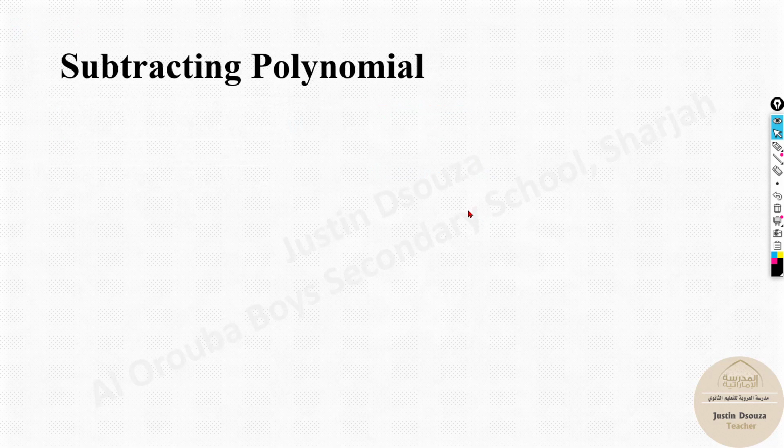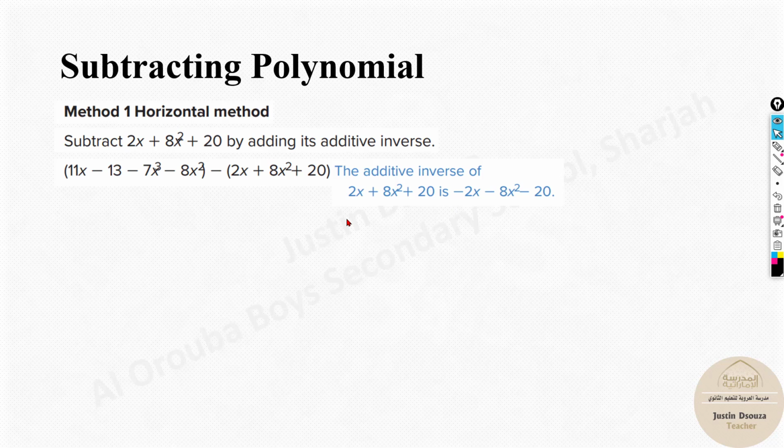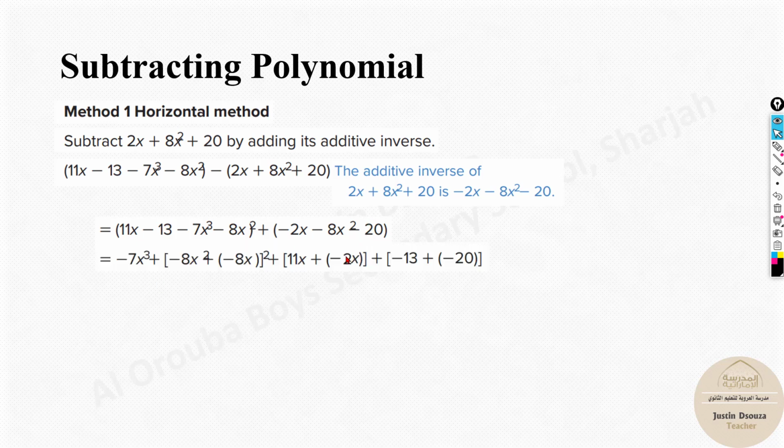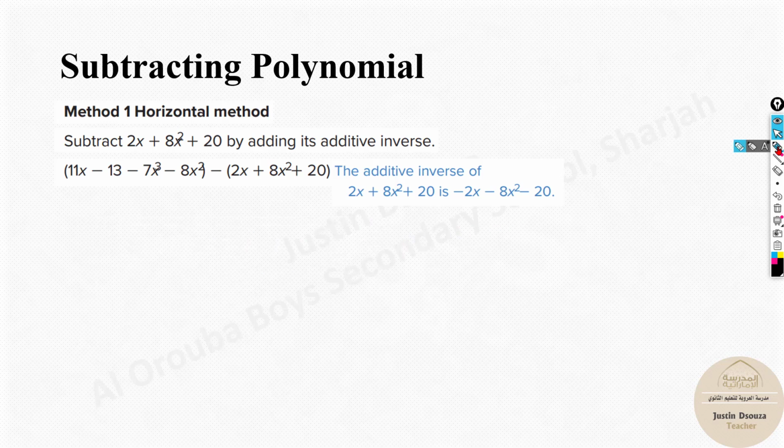Now, subtracting polynomials. Just now we did adding. Subtracting is the same thing, it's just that you need to subtract. Sometimes they'll tell you to subtract this polynomial from this polynomial. So all you need to do is multiply this negative sign inside and then add them up. Only this multiplying is the extra part. See over here, they multiply this negative, 2x becomes negative 2x, negative 8x and minus 20. So then this becomes total addition because you multiplied the negative sign inside, so you're basically adding them both now and then solve it. Or you can directly do this.